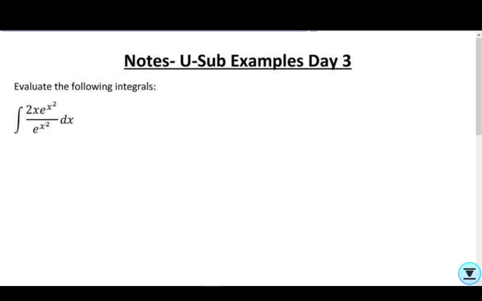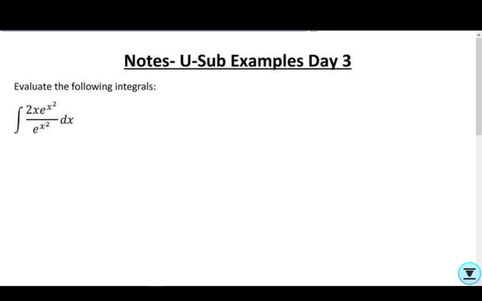Okay, so today we're going to continue with integration by substitution. So we're just evaluating these integrals. Most of them we're going to have to do U-substitution, but there is going to be some kind of, I don't want to say trick because then you think that I'm trying to trick you, but it's just some kind of nuance, something that's a little bit different. Okay?